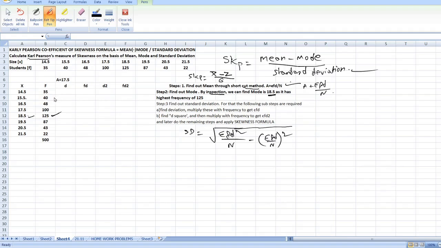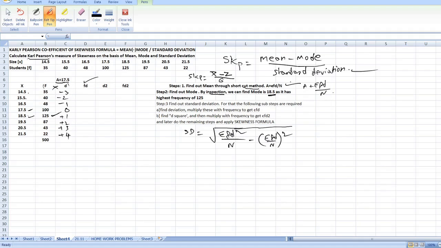Right. So first you have to take assumed mean. Let us take 17.5 as assumed mean. So from that you have to find out deviations. So 14.5 minus 17.5 comes to minus 3, and minus 2, minus 1, 0. Here plus 1, plus 2, plus 3, plus 4. This is the first step. And next you have to find out fd. fd means f into d.